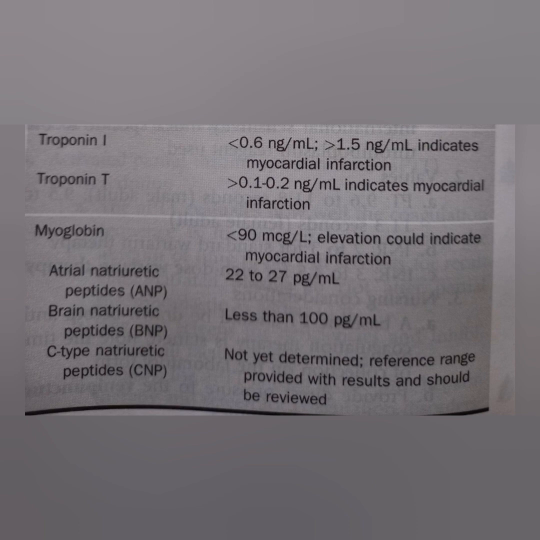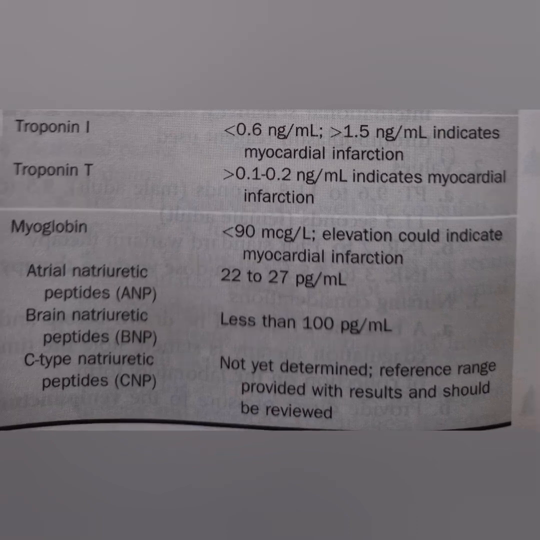And next is myoglobin. Myoglobin is an oxygen binding protein that is found in cardiac and skeletal muscles. A myoglobin value lower than 90 milligram per liter is normal, and if it is more than 90 milligram per liter it indicates there is a myocardial infarction.